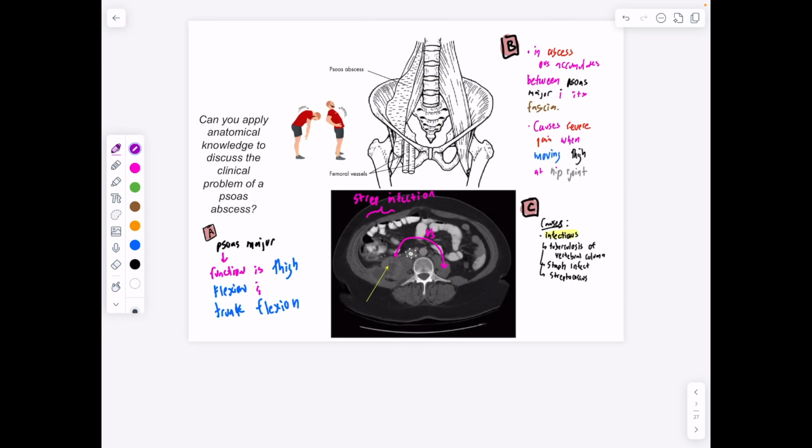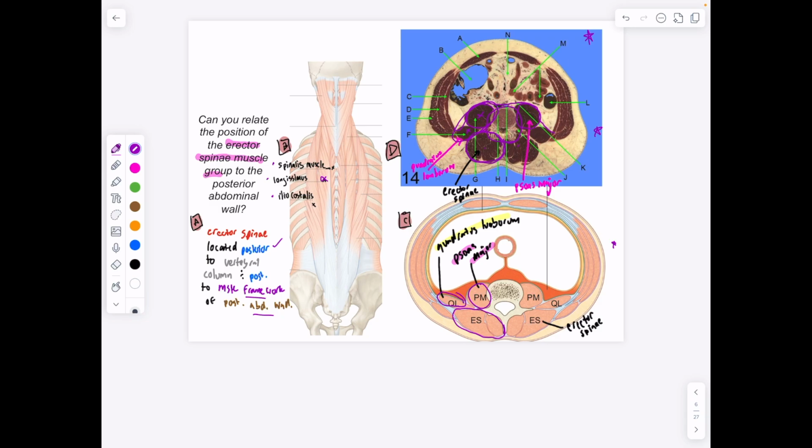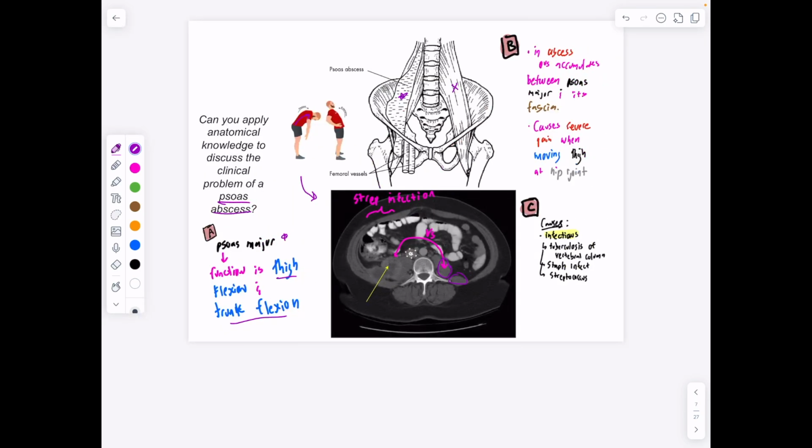And then can you discuss a psoas abscess? So again, we have our psoas major, and what exactly is the function of the psoas major? It's thigh flexion, right, moving your thigh forward, and then trunk flexion overall. And so in this abscess, which you can see evidence of here, right, here's the psoas major on the right-hand side, and then we know that we have psoas major, quadratus lumborum, erector spinae, but compare this psoas major to this psoas major, this guy's full of pus, right?